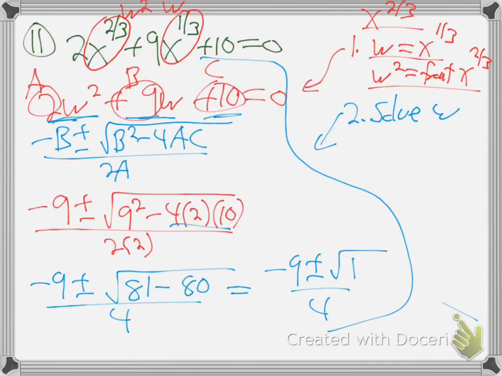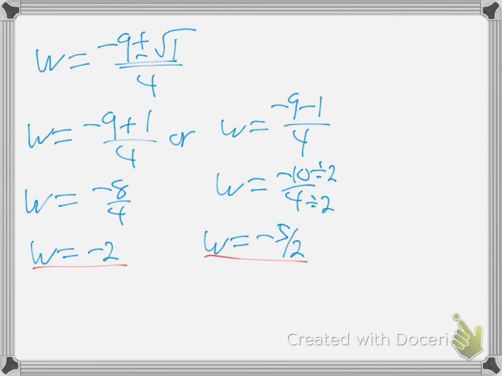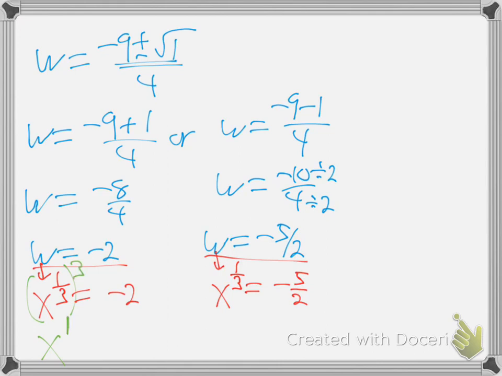That's step 2. Now step 3, you go back to x. How? Using the original substitution. W is x to the 1/3. So now this W is x to the 1/3, and this W is x to the 1/3. All right, so now what? We're almost there. We want to turn this into normal x, which is x to the 1st power. How do we do that? Raise this to the 3rd, because 3 times the 3rd is 1.